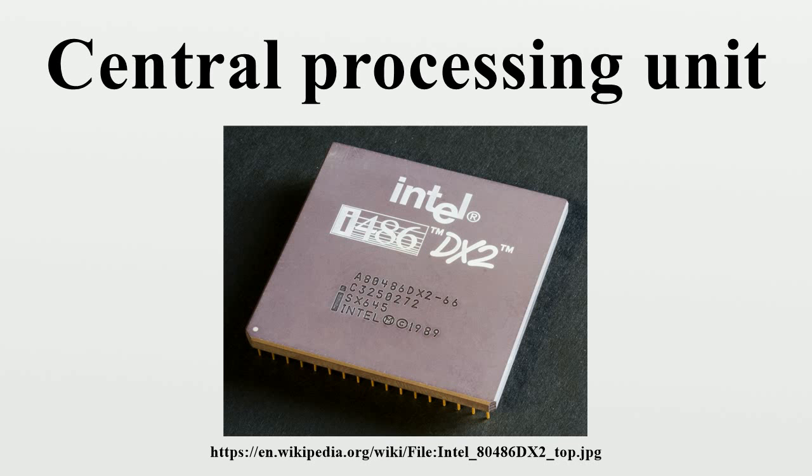Principal components of a CPU include the arithmetic logic unit that performs arithmetic and logic operations, processor registers that supply operands to the ALU and store the results of ALU operations, and a control unit that fetches instructions from memory and executes them by directing the coordinated operations of the ALU, registers and other components.